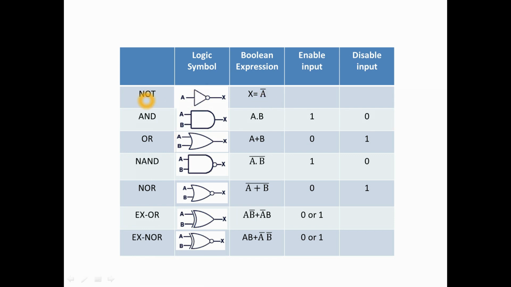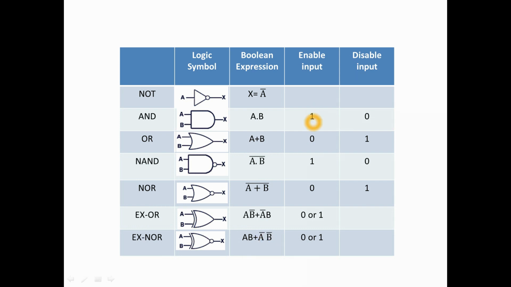The expression for the NOT gate is A bar. It has only one input and one output. For AND gate, two or more inputs and one output. That logical expression is A into B. For OR gate, it has two or more inputs and one output. That logical expression is A plus B. For NAND gate, AB whole bar. For NOR gate, A plus B whole bar. Exclusive OR gate, A B bar plus A bar B. And exclusive NOR gate, AB plus A bar B bar.